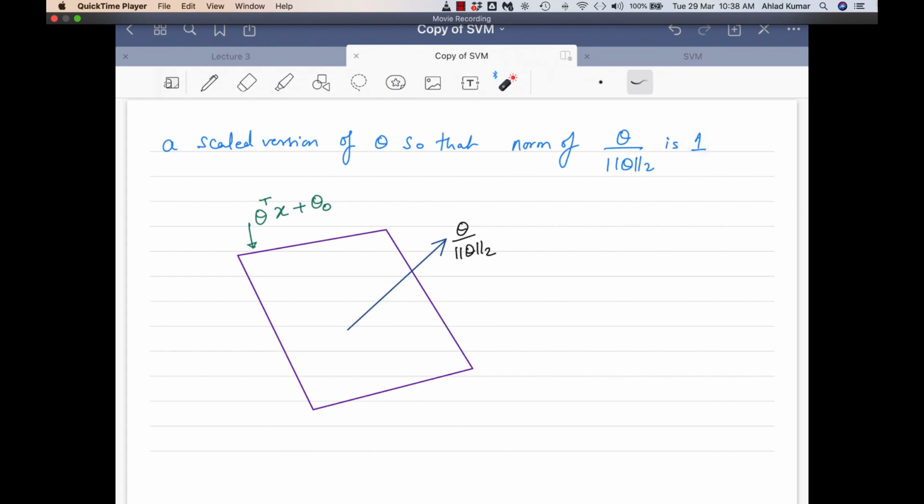We are making it a unit vector, and its value is theta divided by the L2 norm of theta. So you can see now we have proved that this particular vector, theta divided by the L2 norm of theta, is making 90 degrees to the separating hyperplane H. So any questions here?